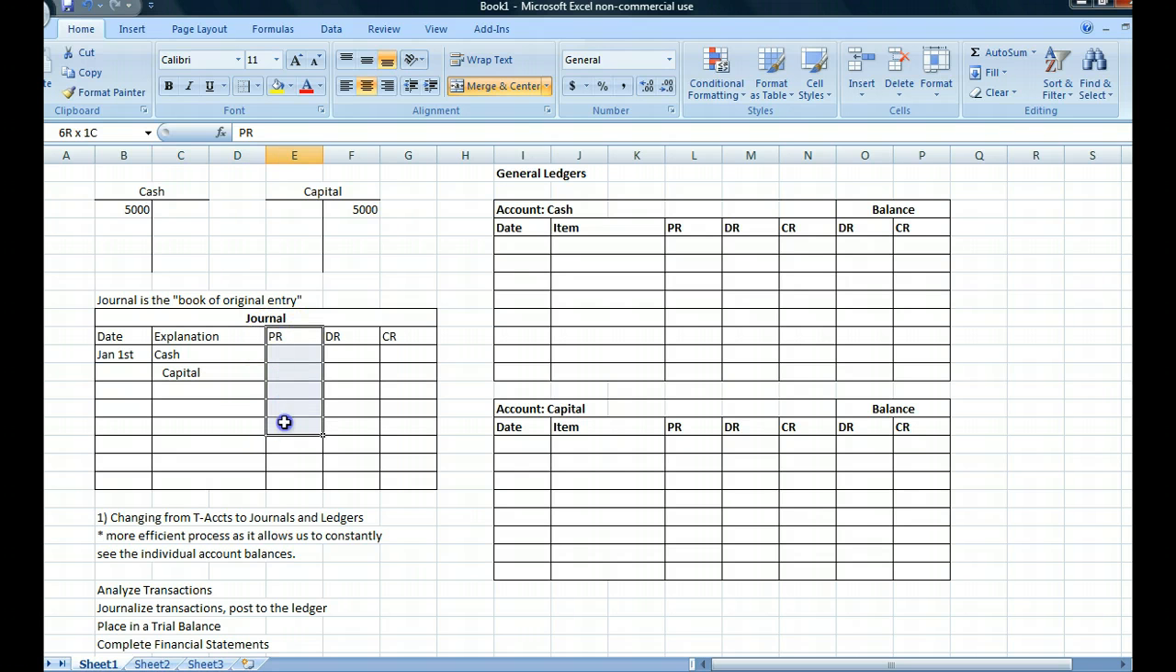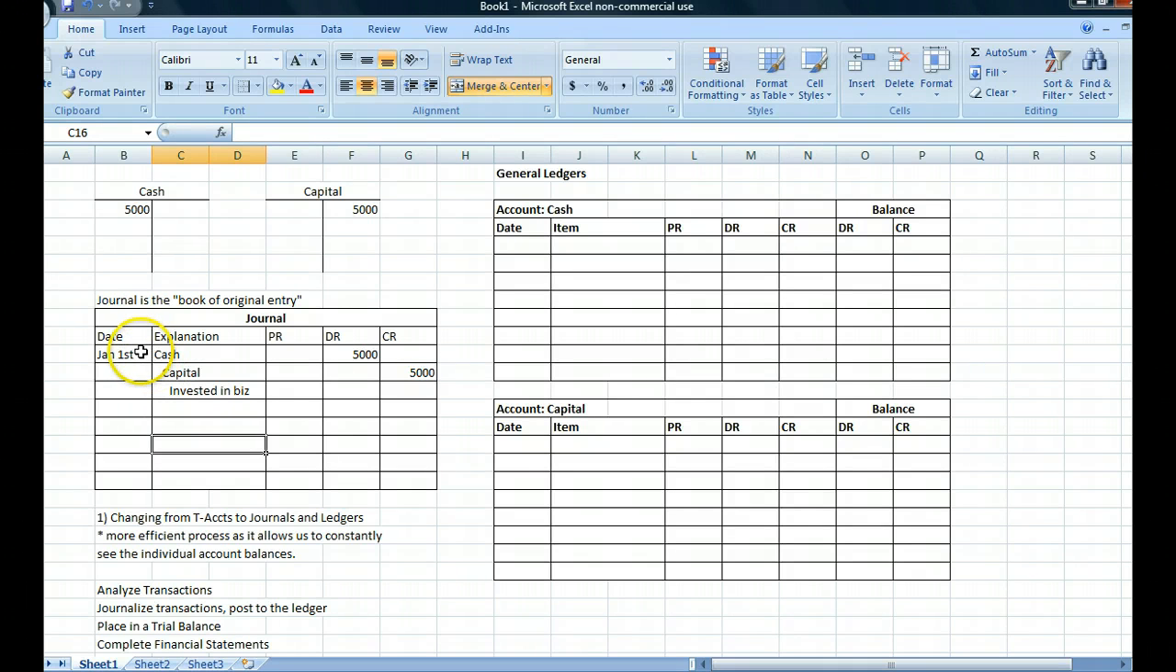For right now, we're going to leave this column, the PR column, which stands for Posting Reference, blank. I have a $5,000 debit in my journal and a corresponding $5,000 credit. And now I can see this entire transaction in one spot. At the same time, I would then put a small entry under here, such as invested in business. And that way I know what happened. And that's considered to be journalizing.